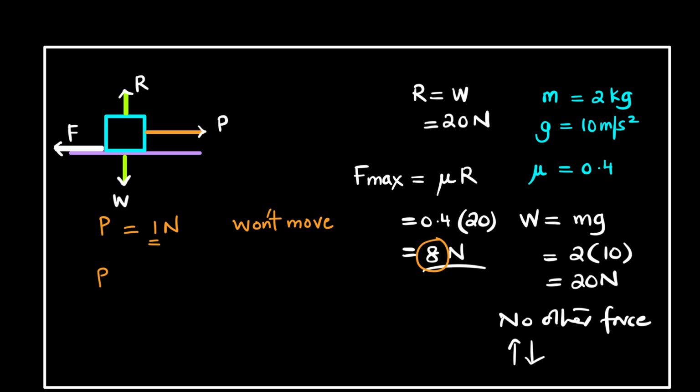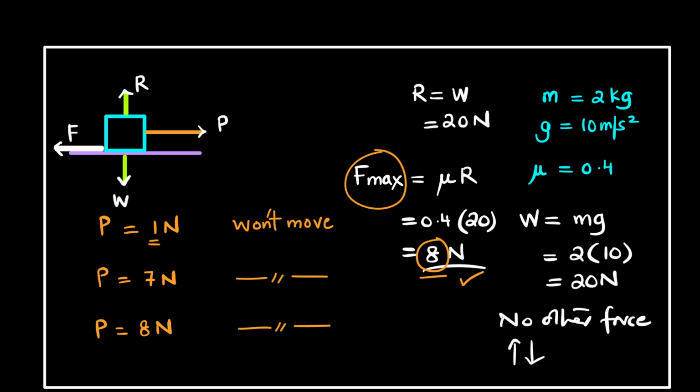Let's increase the value of P to 7 Newton. Again, it is lesser than 8 Newton. The particle still won't move. Let's increase the value of the applied force to 8 Newton. Now it's equaling this particular value of Fmax. Still the particle won't move.